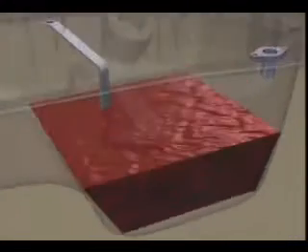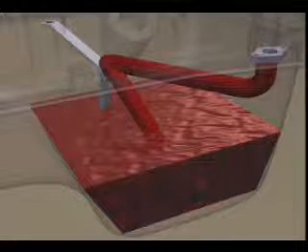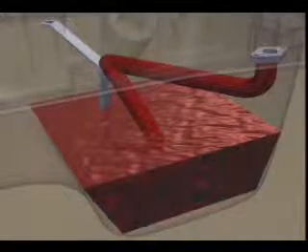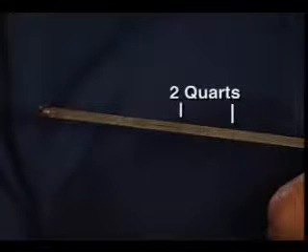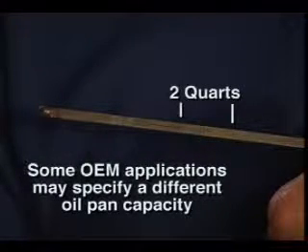Lubricating oil flow begins as oil is drawn from the oil pan through the suction tube. The standard oil pan capacity for the 6-cylinder engine is 15 quarts. The volume between the full and add mark for the 6-cylinder engine is 2 quarts. However, you should be aware that some OE applications may specify a different oil pan capacity and different high and low oil level marks.